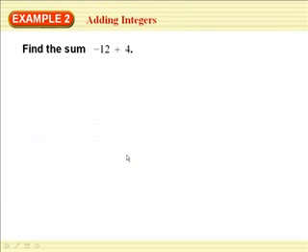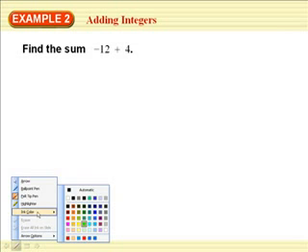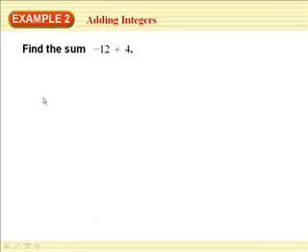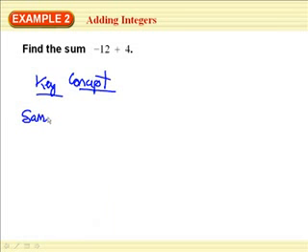Alright, so the final answer. So, example number 2, which has a key concept box that I want to talk about with you guys. I'm going to go back to blue for a while here. On the key concept box, it talks about adding integers, and you can add any of them. This is without a number line. So you have two situations. You have integers that have the same sign, and you have integers that have different signs.